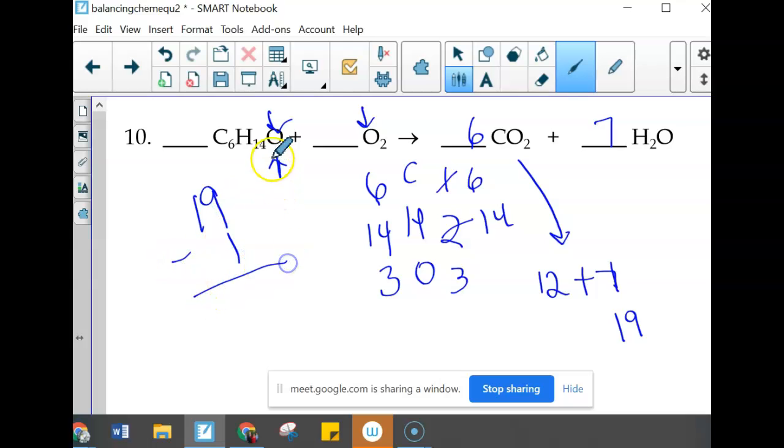Take away however many is attached to this first piece. In this case, there's 1. That gets me to 18. I need 18 more on that side. So if this was O6, I would have subtracted 6 from my total of 19, right? So however many oxygens I have, that's how many I subtract. So I need 18 more on the left side. So if I put a 9 here, because 9 times 2 is 18, it is now balanced.